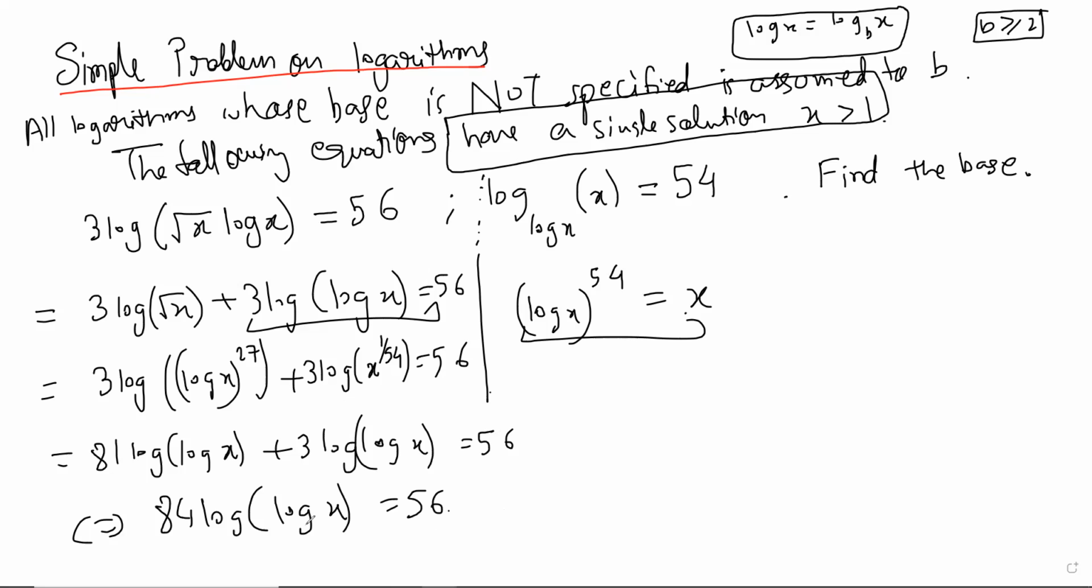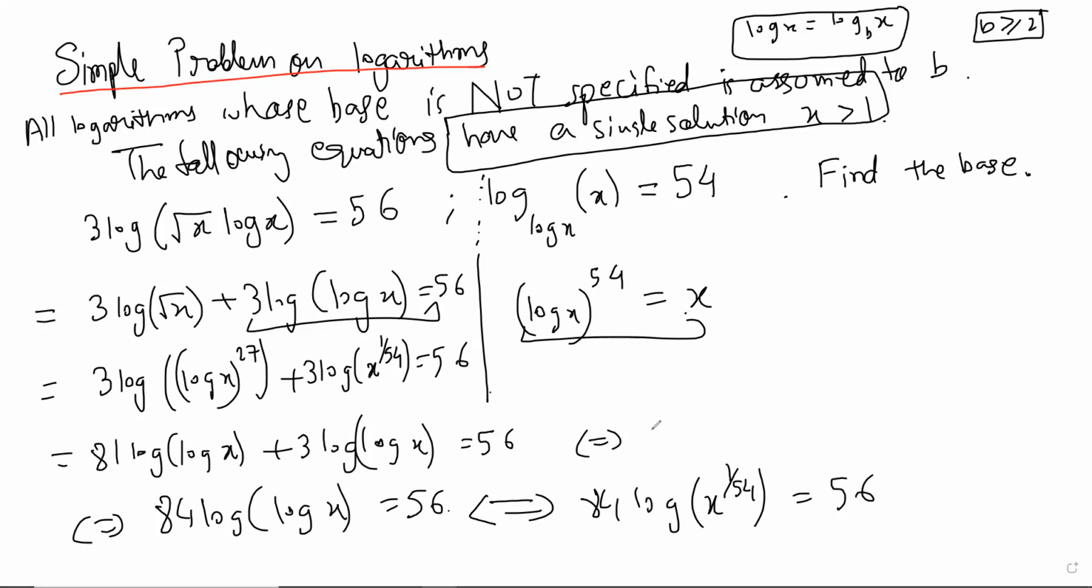Which one? This one? So how can we write it? Log x is equal to, okay, so you use that. So in this, this becomes x to the power 1 by 54 equals 56.